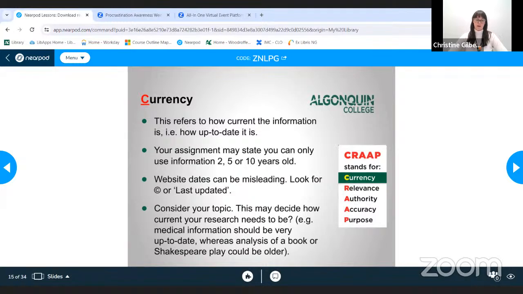Website dates can be misleading. Look for a copyright symbol or a last updated statement. Your topic will also influence how current your research needs to be. Medical information should always be as up-to-date as possible, whereas the analysis of a Shakespeare play could be older.